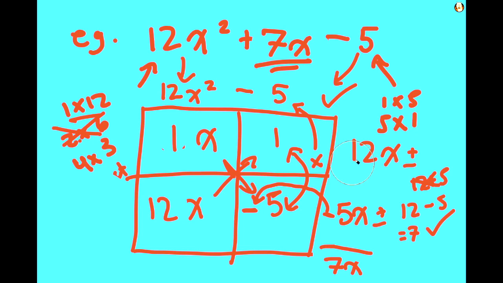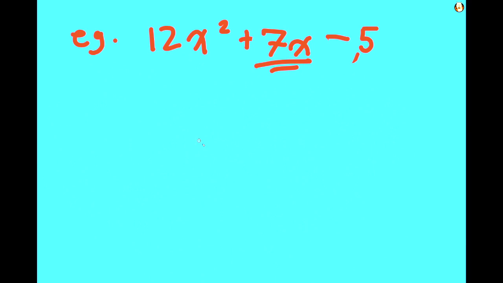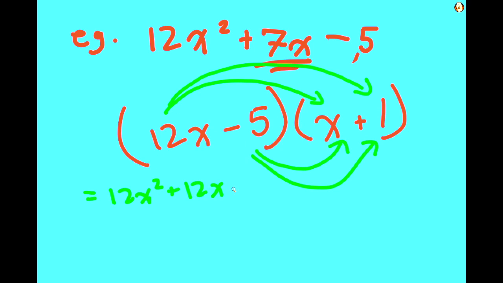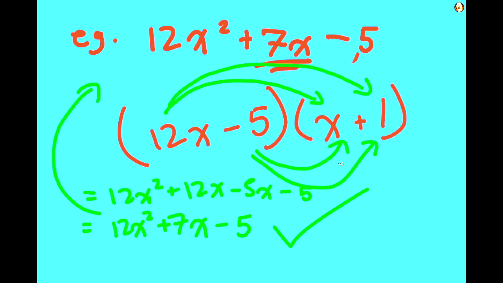Whatever you got in that box, you want to just put a bracket around it, so it'd be x plus 1 and 12x minus 5, just like how it was positioned in the box. You're just going to FOIL it, check if it's the same, and then you're Gucci.